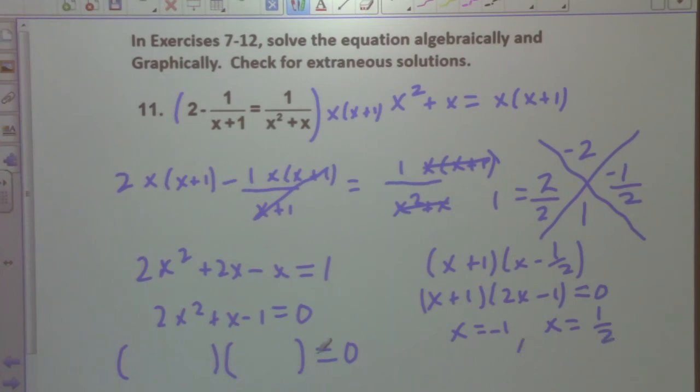Okay, well, did you check for real or extraneous yet? Did you do that? How would you check for real versus extraneous on this?